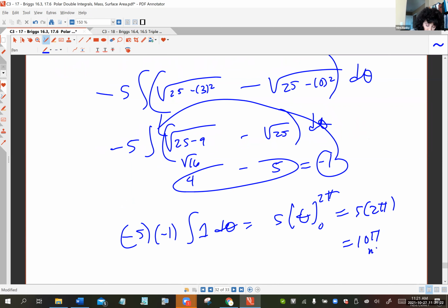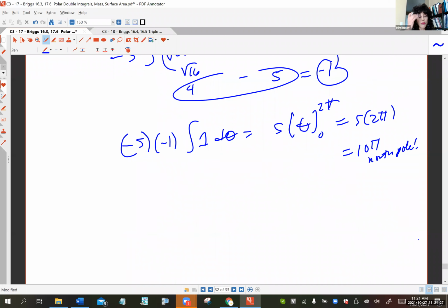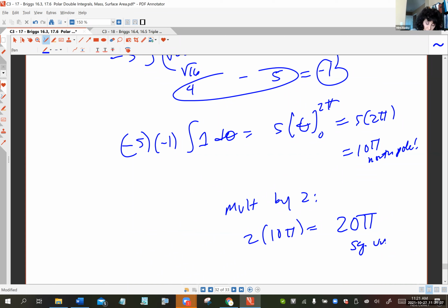Now remember, this is the North Pole. So you're going to have to multiply by 2 to get both poles. So multiply by 2 to get the entire surface area. And I get 20 pi square units of surface area. Woo! Okay. I like that problem because it does involve spheres, and we are going to care more about spheres a lot when we get to spherical coordinates next week.